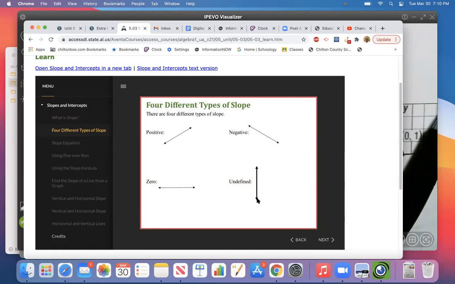This is an undefined slope. I rise whatever. Let's say I rise 4, but I run 0. 4 divided by 0, you can't do it. Cannot divide by 0, so a vertical line is undefined slope.